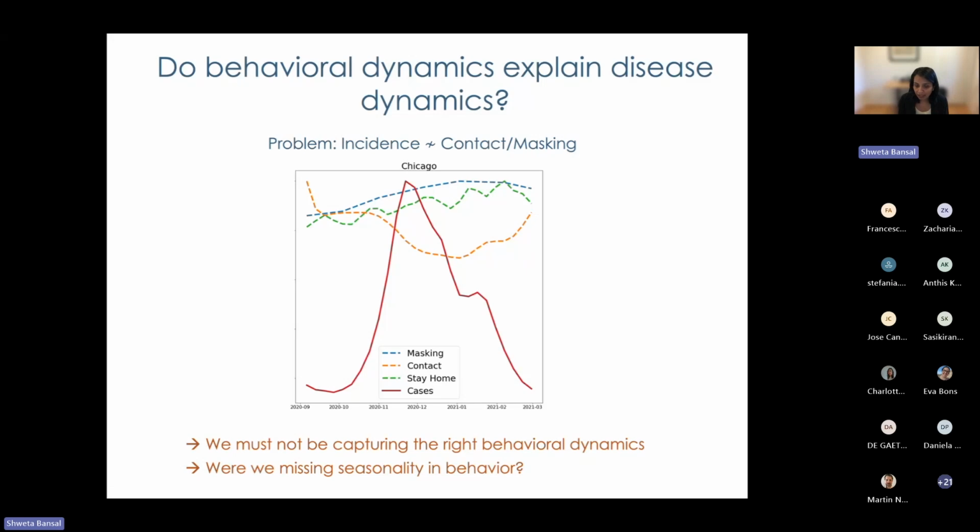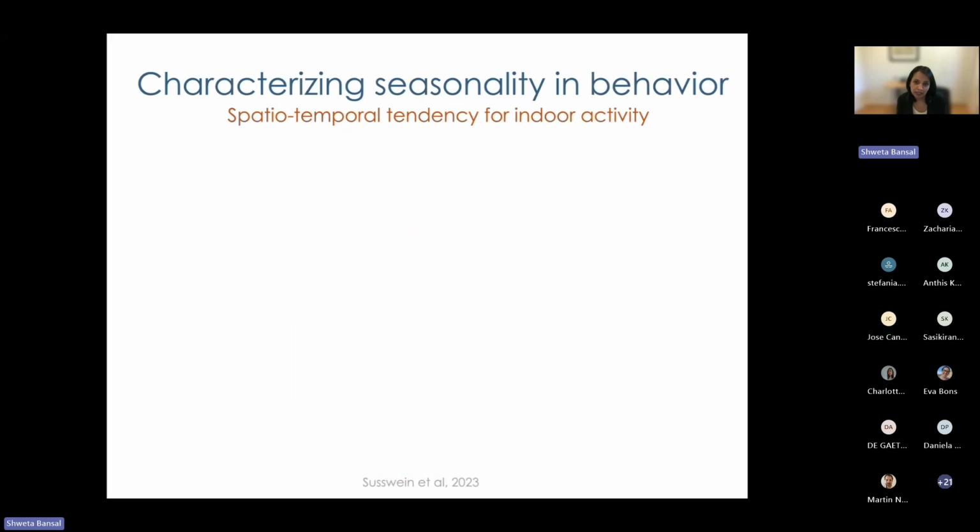Either we're not capturing the right behavior, or we're missing seasonality in behavior. Now, this was a point in the pandemic where we understood that seasonality was at play for SARS-CoV-2, but it was unlikely to be temperature and humidity and the classic environmental indicators that were really predicting that seasonality. And seasonality in behavior is always something that's known to be a predictor, but is not something that's been empirically studied. And so we took it upon ourselves to characterize the seasonality in behavior.